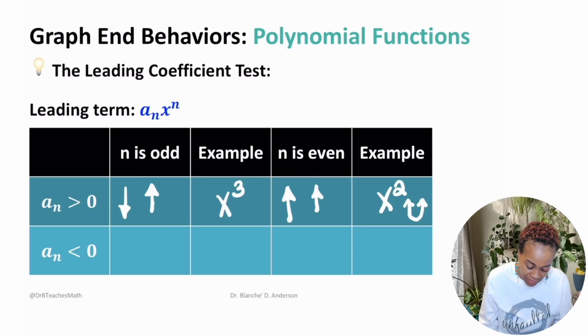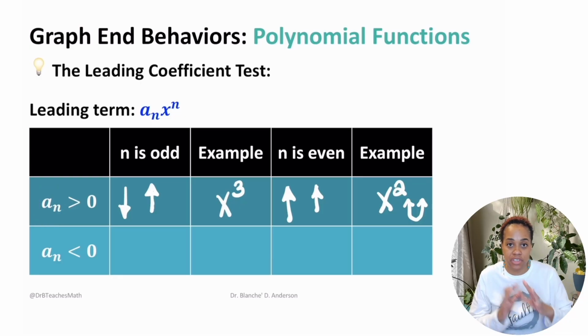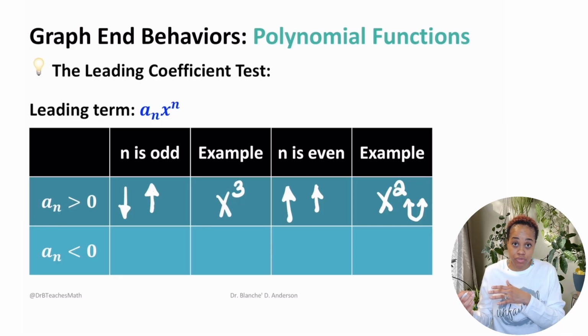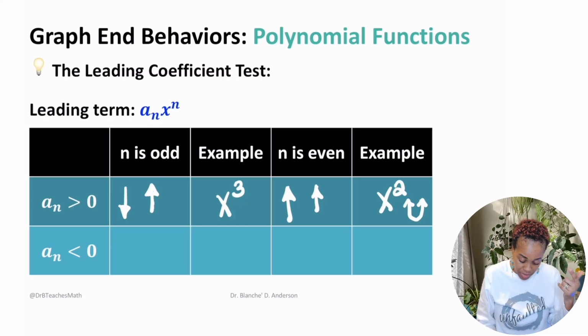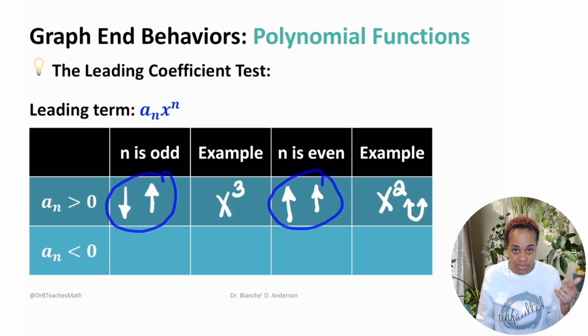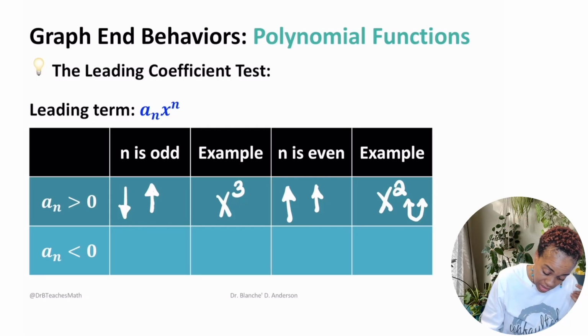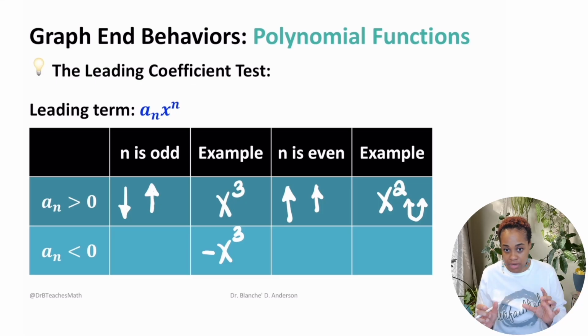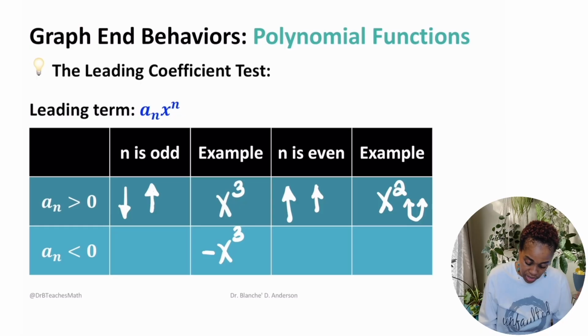And then you look at the leading coefficient. Remember, a sub n is the leading coefficient, and if it's greater than 0, you have one behavior depending on if it's odd, and another depending on if it's even. Now, what happens when it's less than 0? So if it's negative x cubed, because remember, your n can't be negative, but your coefficients can. Our degree is 3. It's odd, but our leading coefficient, if it's negative, then it's going to flip-flop.